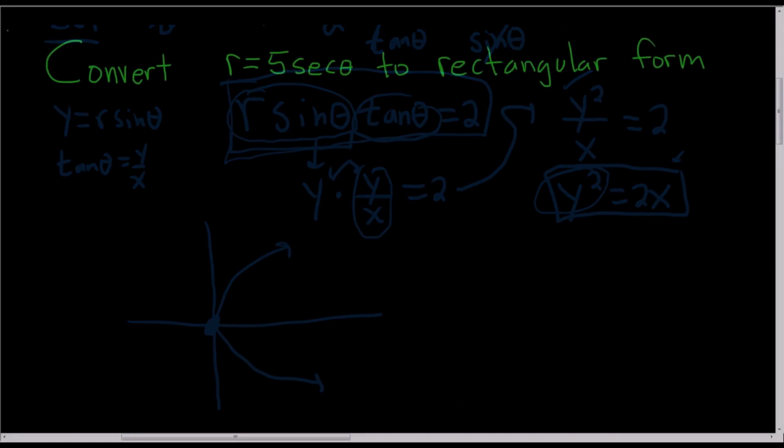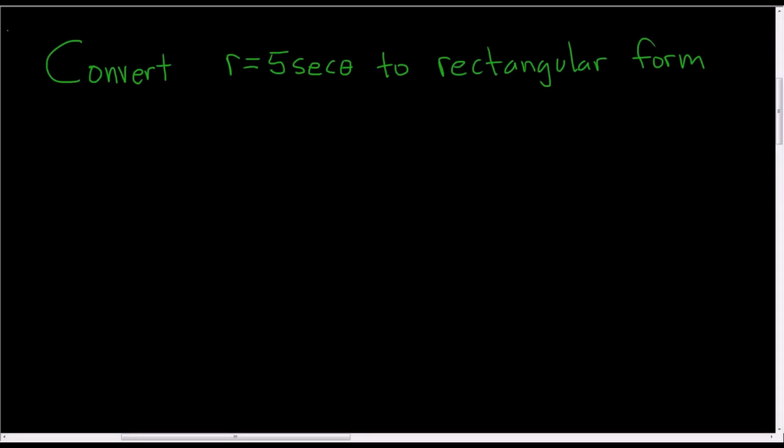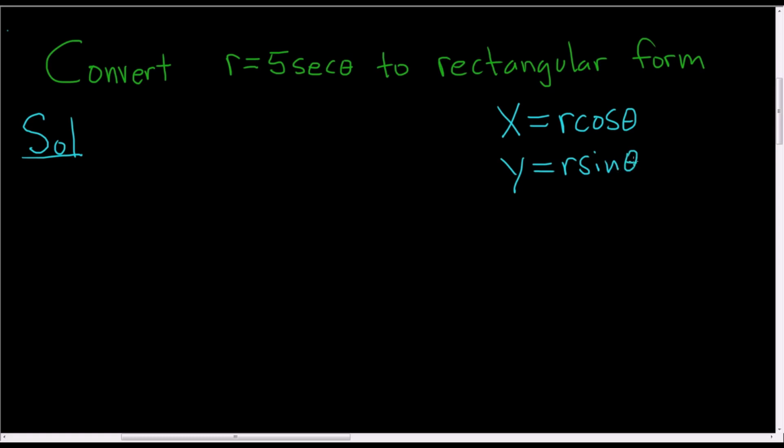Good luck. Convert r equals 5 times the secant of theta to rectangular form. Solution. There's a couple formulas we can use in problems like this. One is x equals r cosine theta. The other is y equals r sine theta. And another one is x squared plus y squared equals r squared.